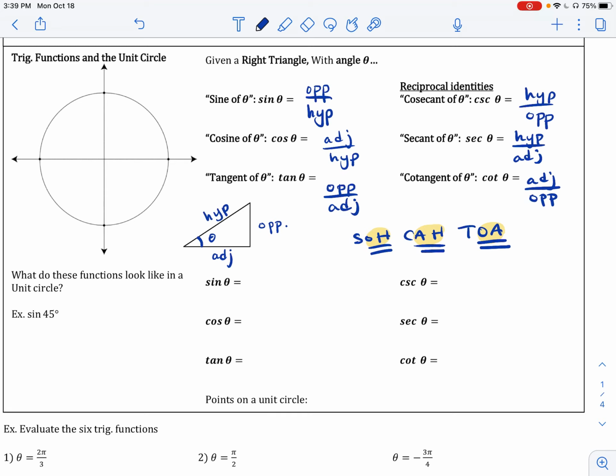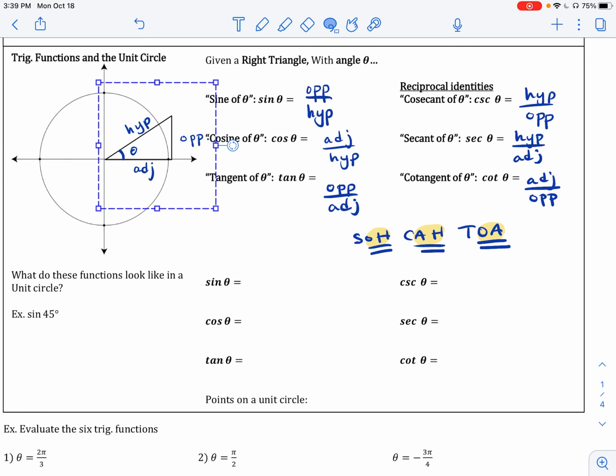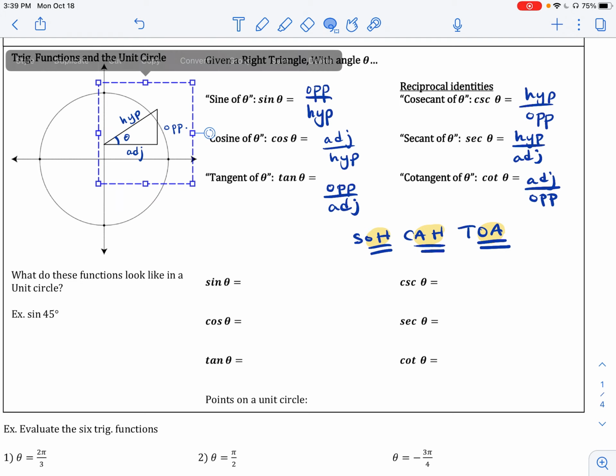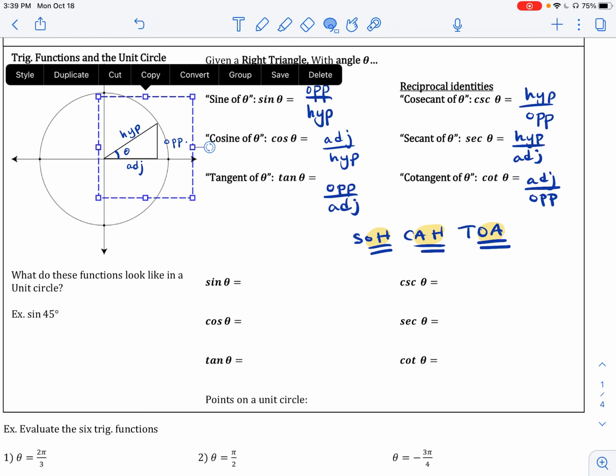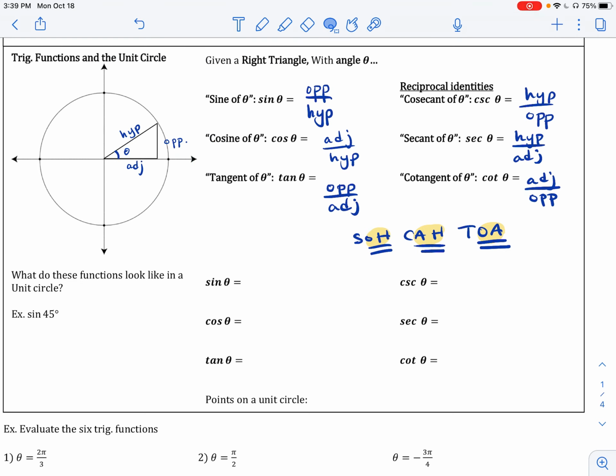Again, what it does is it takes any angle and compares certain side lengths, whether it's the opposite compared to the hypotenuse, the opposite compared to the adjacent, and so on. But I haven't quite answered the question yet of how this relates to the unit circle. Well, it turns out we can take any angle at all, and we can evaluate the trigonometric function of that angle.